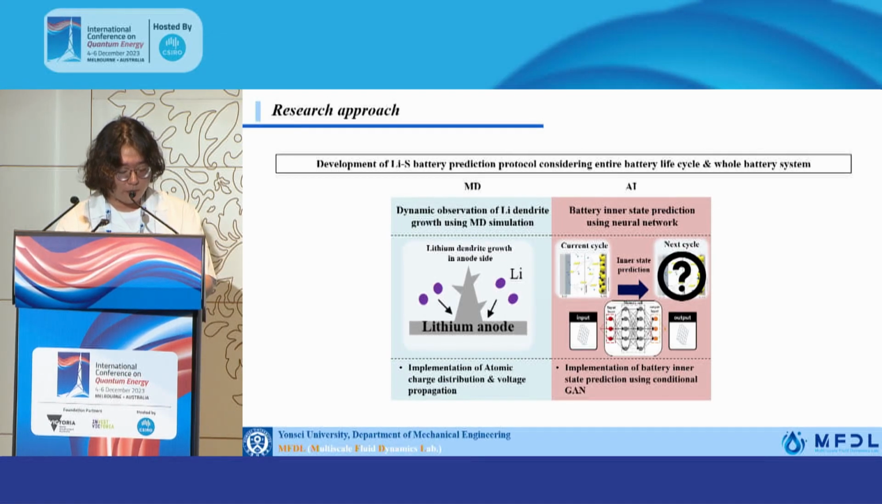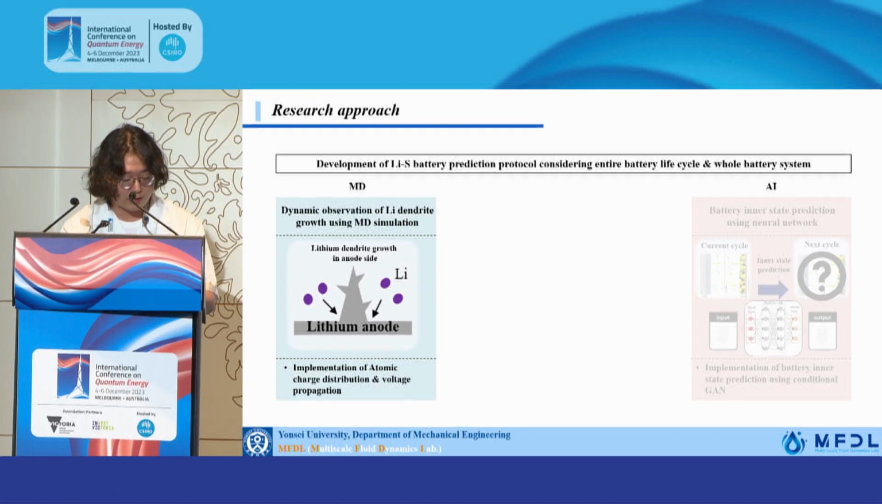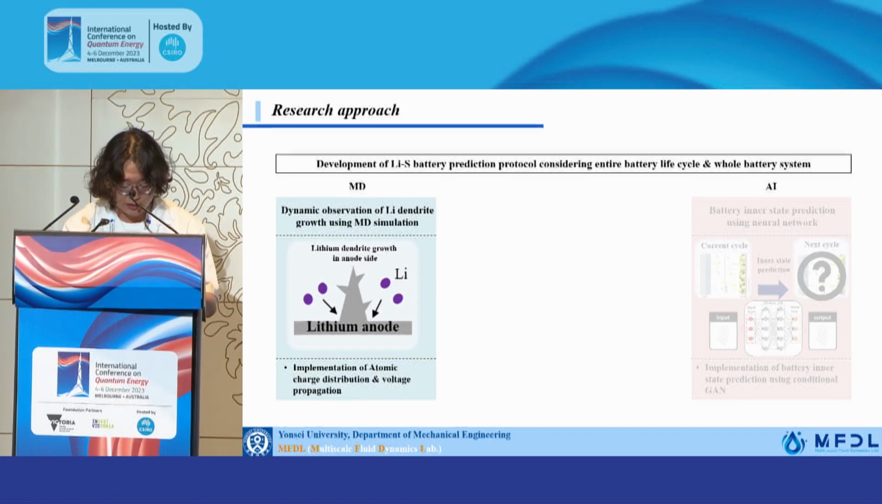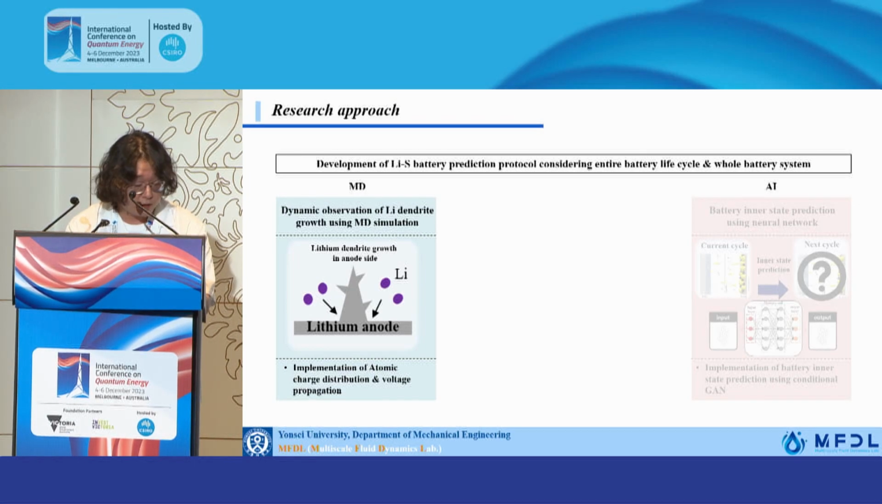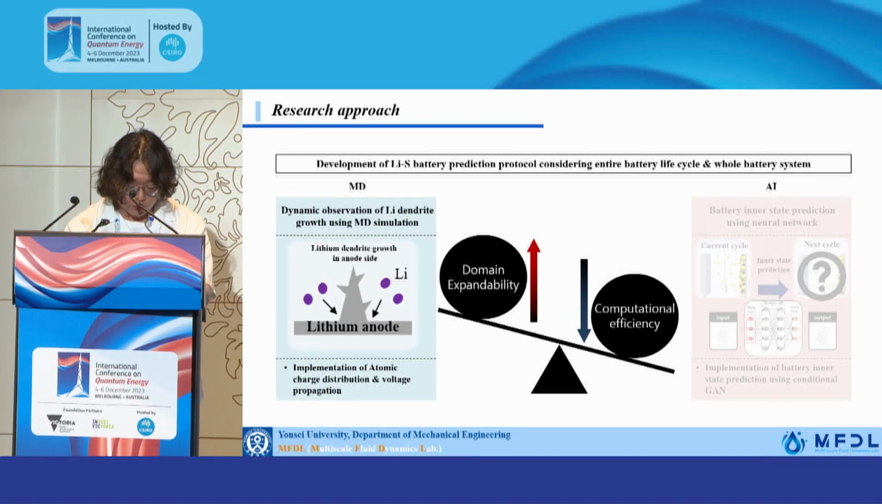So I propose two methods to address the dendrite growth problem. One is the molecular dynamics simulation, and the other is employing the neural network. So this is the MD simulation, and the other one is the neural network training. The molecular dynamics simulation is one of the primary methods that can simulate chemical reactions and movements of lithium ions in a battery system. It has good interpretability and domain expandability, such as from lithium-ion batteries to lithium-sulfur batteries. However, it requires large computational time.